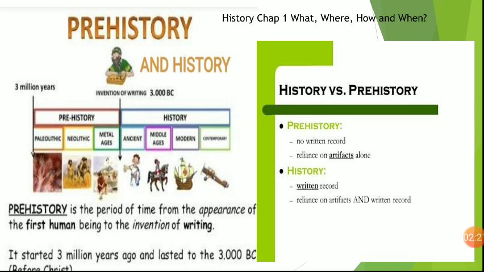Now, history and prehistory. History is divided into two, history and prehistory. Both history and prehistory are the study of the past, but the only difference is that in prehistory, no written records are available, and for studying history, written records are available. Artifacts are the only sources to study the past in prehistory.